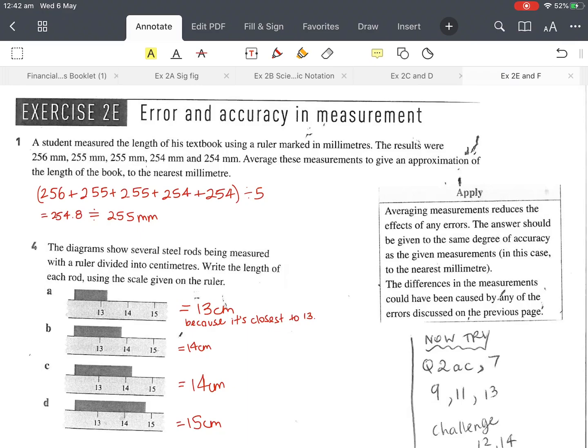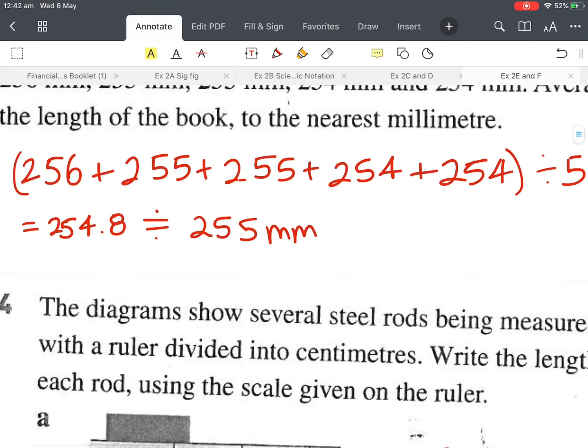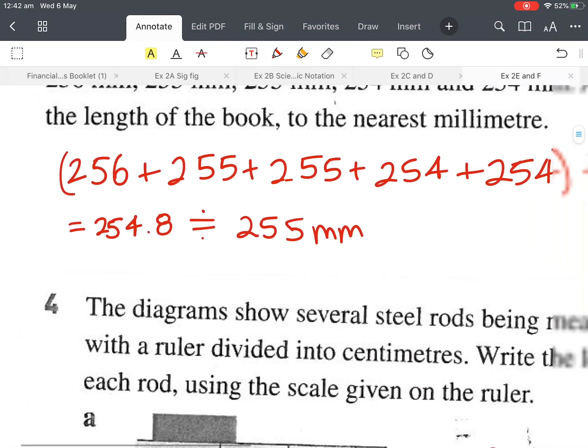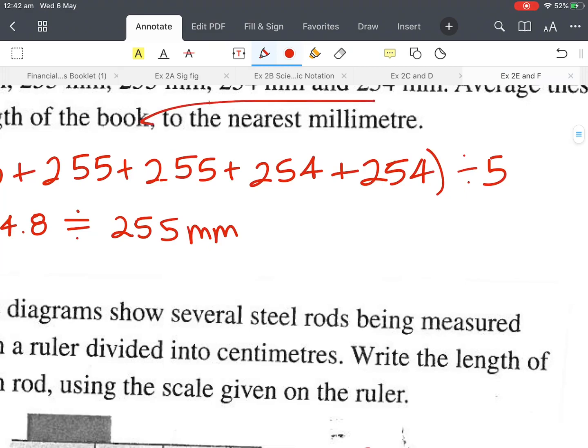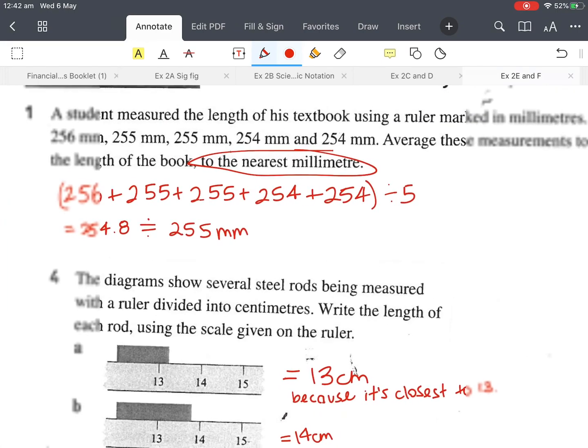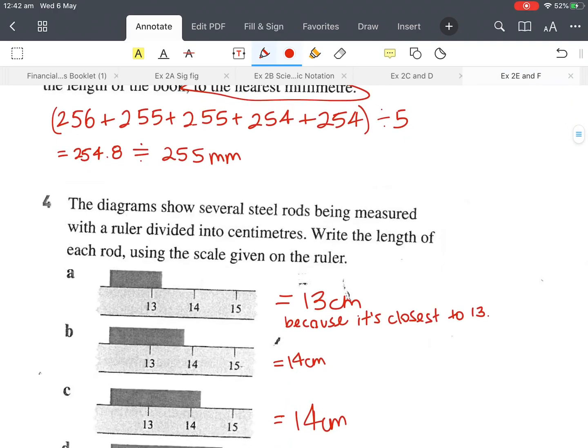Okay, so you'll notice there I have added 256, 255, 255, 254, 254. Don't forget on your calculator use brackets if you don't press equals at the end of that last 254. And then divide your answer by 5. When I did that, I got 254.8. Now it does say here, to the nearest millimetre, so that's why I've rounded it to 255. So always make sure you read the end of the question so you don't miss anything.